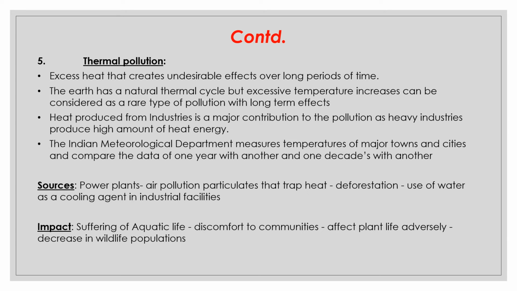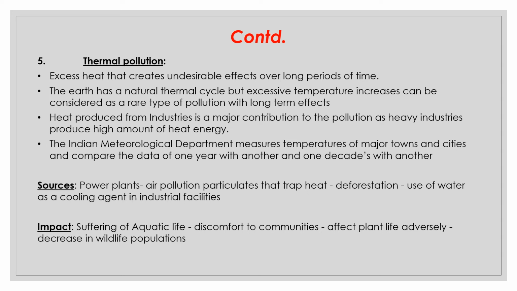And the next comes thermal pollution, which is called heat pollution. Excess heat that creates undesirable effects over long periods of time. So heat is liberated into the atmosphere and it increases the temperature of the geographical area. The Earth has a natural thermal cycle, but excessive temperature increases can be considered as a rare type of pollution with long-term effects.